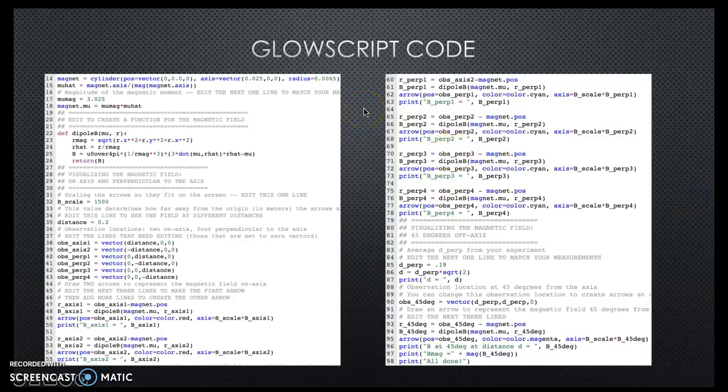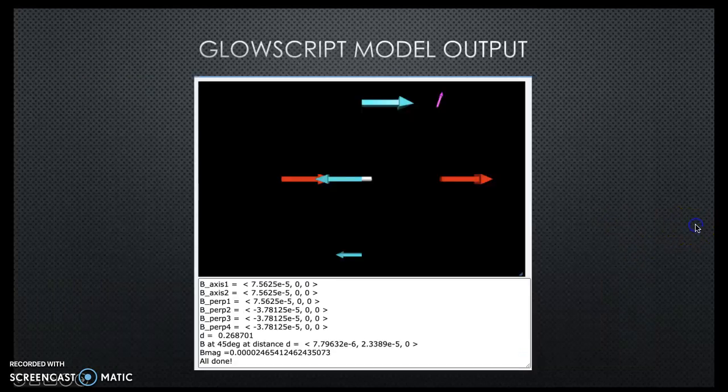Here are some screenshots of my GlowScript code, where on the left side you will see the function used to create the original magnetic field, and then everything else is used to find observation locations and arrows to represent both on-axis and perpendicular magnetic fields. And the very bottom right is used to show the 45-degree axis magnetic field from distance d.